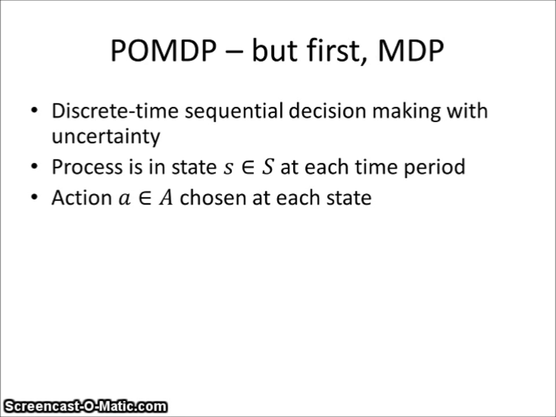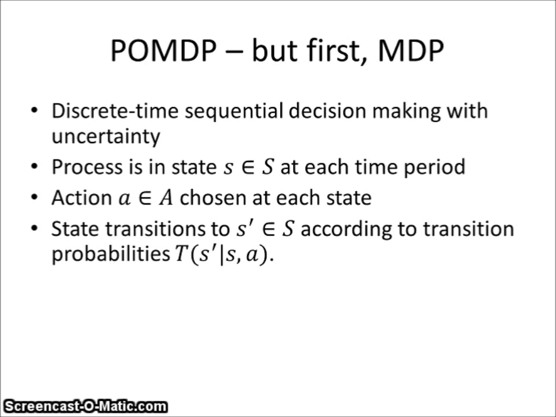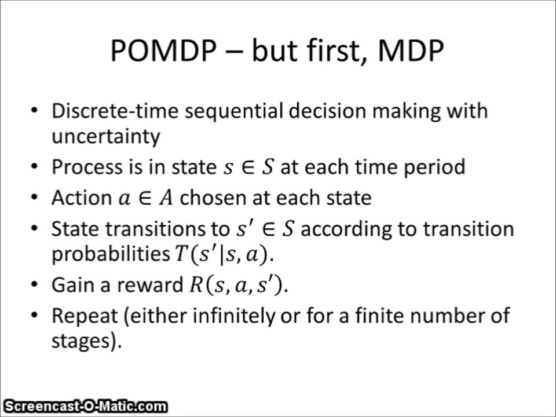And this transition is random and happens according to some transition probabilities which are known. And these are conditional on the current state and the action. After this, we're going to get a reward that can be a function of the state we came from, the action taken, and the state transitioned to. Finally, we're going to repeat this process either an infinite or finite number of times, depending on the problem.